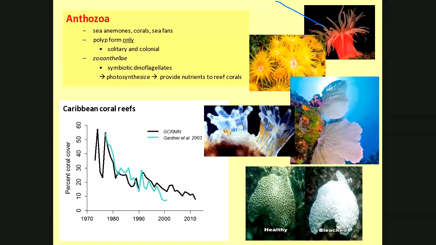That's what builds up the structure of the coral reef. Okay, now, I mentioned corals before. Let's talk a little bit about how corals make a living.